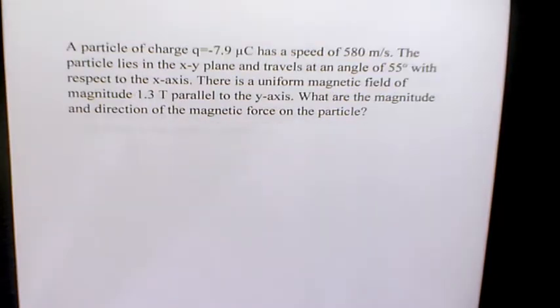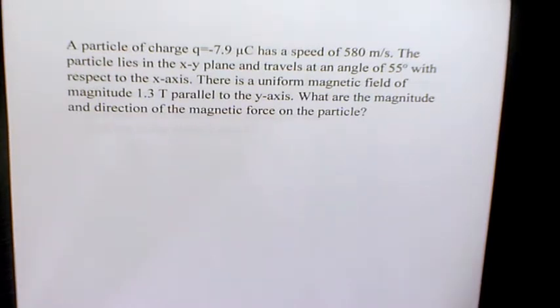Now, second example. A particle of charge negative 7.9 microcoulomb has a speed of 580 meters per second. The particle lies in the xy plane and travels at an angle of 55 degrees with respect to the x-axis. There's a uniform magnetic field of magnitude 1.3 Tesla parallel to the y-axis. What are the magnitude and direction of the magnetic force on this particle?